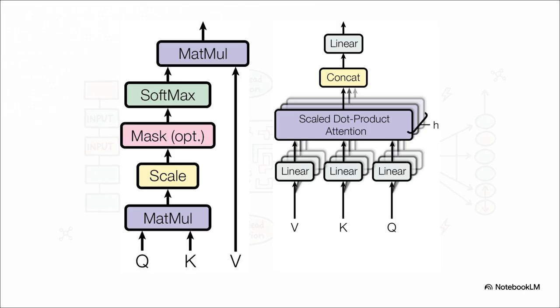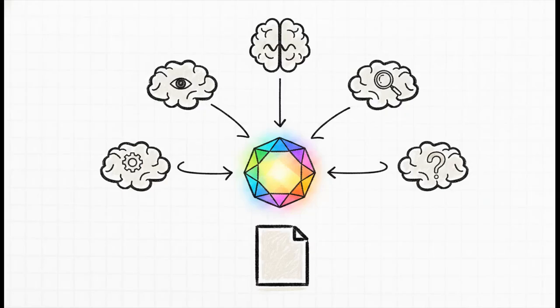But the real magic happens when they scale this up with multi-head attention. Instead of just doing this once, they linearly project the queries, keys, and values into multiple dimensions and run the attention function in parallel 8 separate times. Now, why do this 8 times in parallel? Because it allows the model to jointly attend to information from completely different representation subspaces.